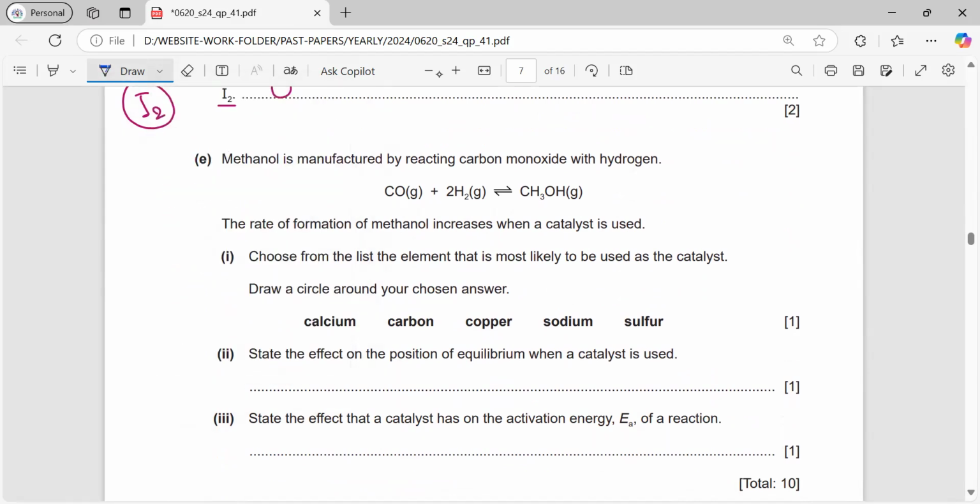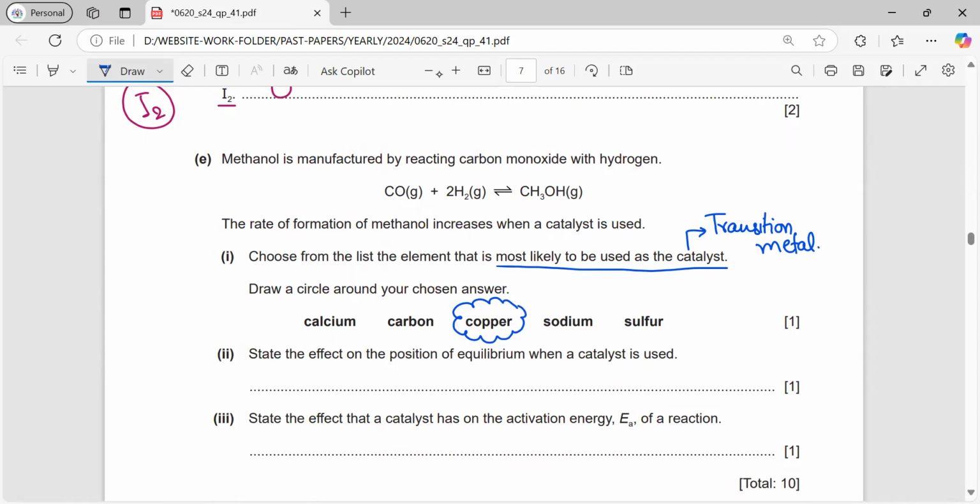Methanol is manufactured by reacting carbon monoxide with hydrogen. The rate of formation of methanol increases when a catalyst is used. Choose from the list the element that is most likely to be used as a catalyst. So, the elements which can be used as a catalyst are transition metals. We have to see from the list which one is a transition metal. Calcium, carbon, copper, sodium, sulfur. Copper is a transition element.